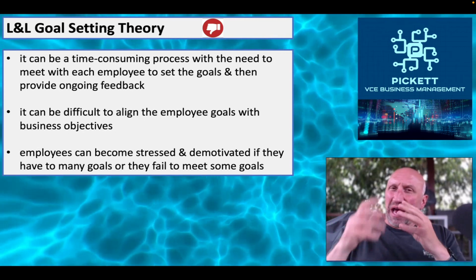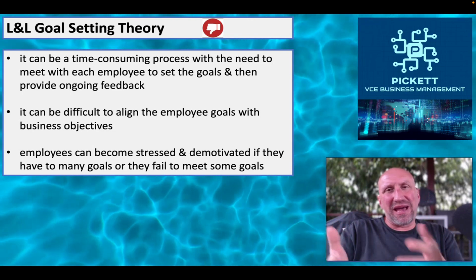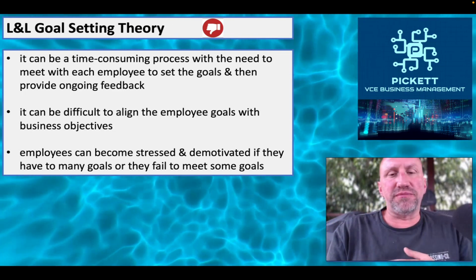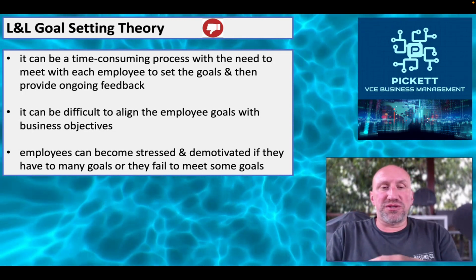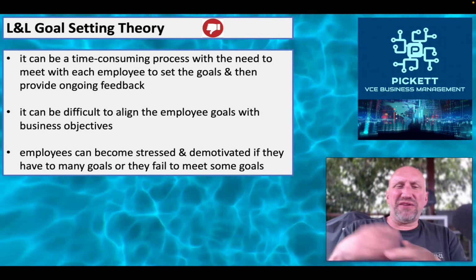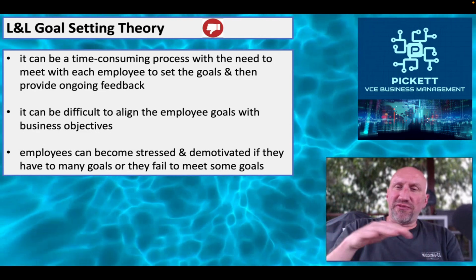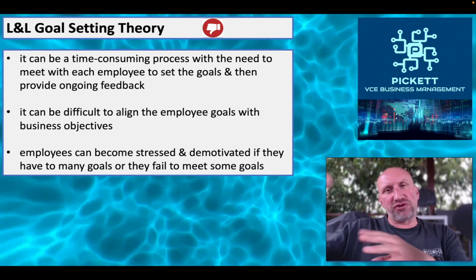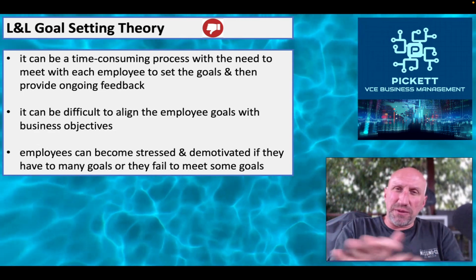And this last one, I mean, it's a negative if you're a bit silly about how you do the process. But look, employees can become stressed and demotivated if they have too many goals or if they fail to meet some of the goals. So again, failing to meet some goals should be addressed by providing the feedback. And if we're on track not to meet the goal, maybe rein things in a little bit. So this can be managed.